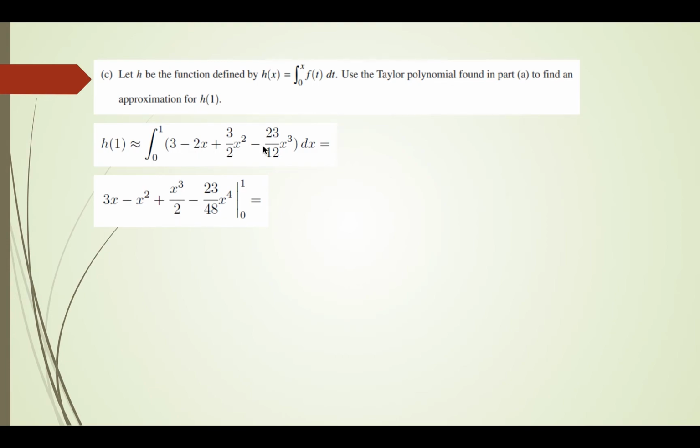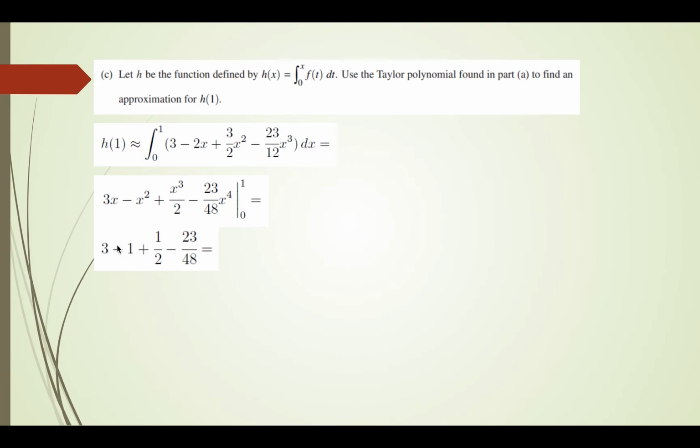Now we're integrating from 0 to 1, which means my bounds are right here. I need to plug in 1 and then subtract and plug in 0. The nice thing about this problem, of course, is when you plug in 0 to this function, you get 0, so we don't really even have to worry about that bound. But we're going to plug in 1, which gives us 3 minus 1 plus 1/2 minus 23/48.